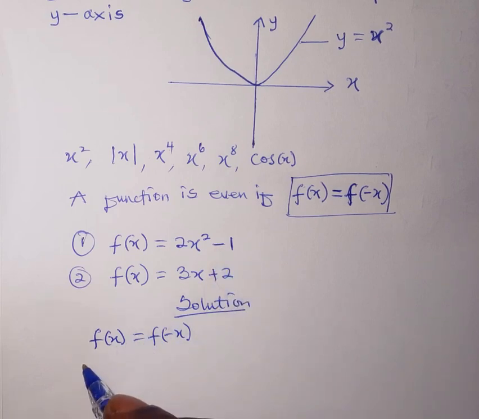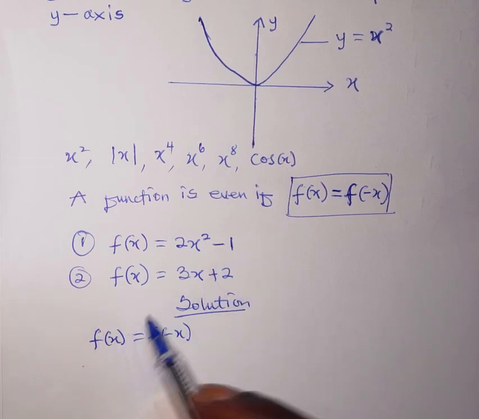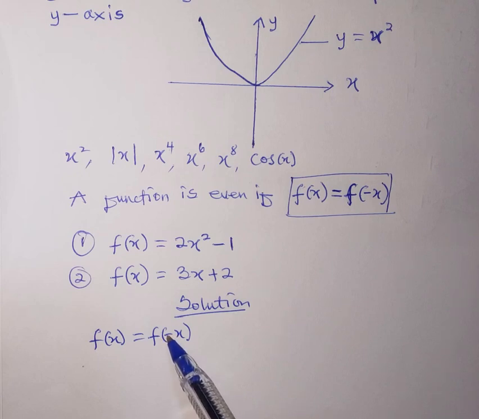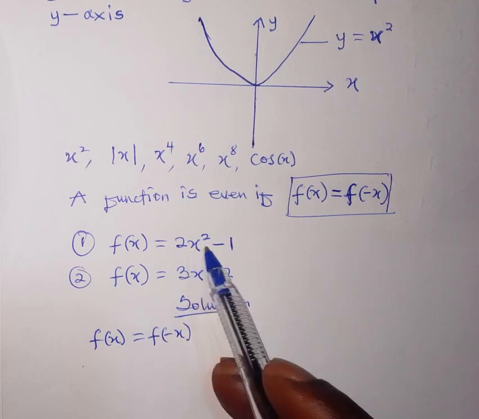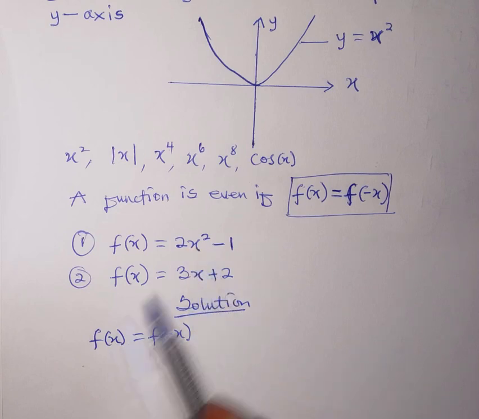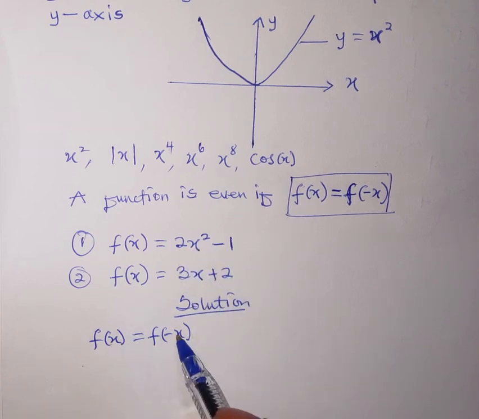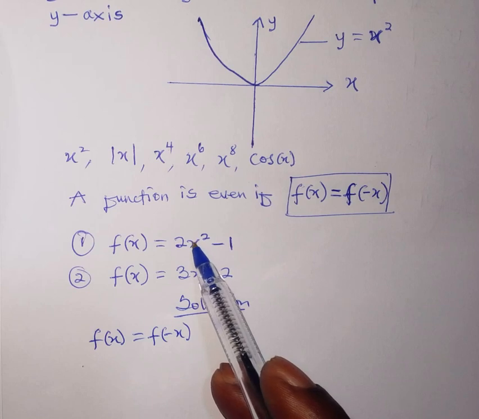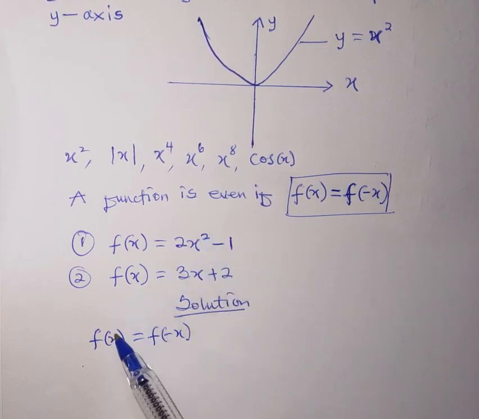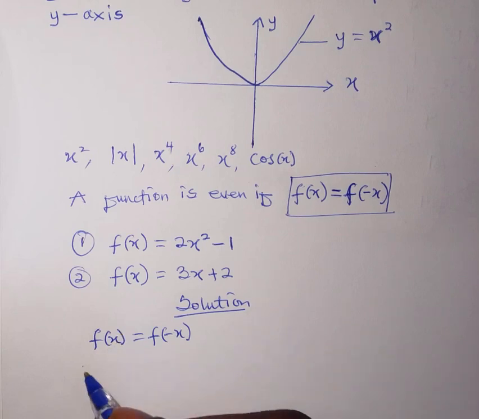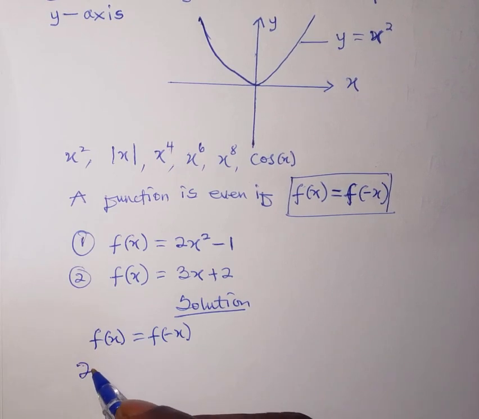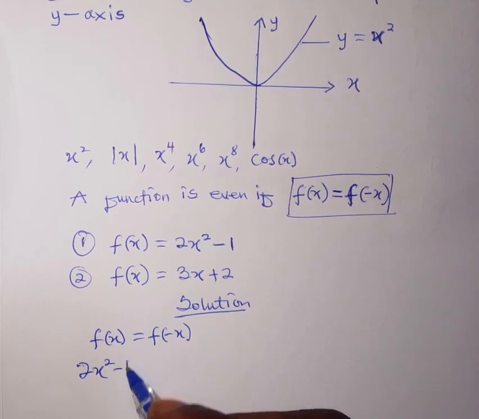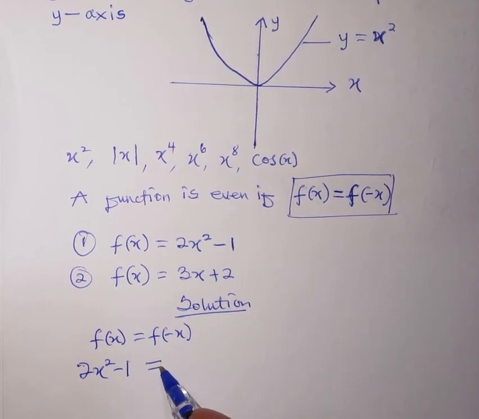Okay, so we are going to prove whether after substituting negative x for x in the function, we are going to get the same function. That is what it means. It means that when you substitute negative x for x in the function, you must get the same function, the entire function. All right, great. So we know that the function is giving us 2x squared minus 1. Let's see if it will be equal to this.